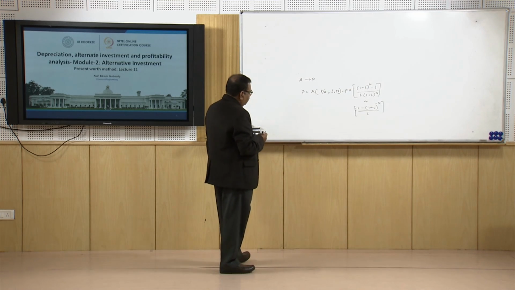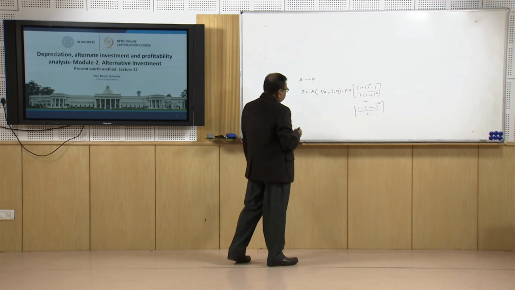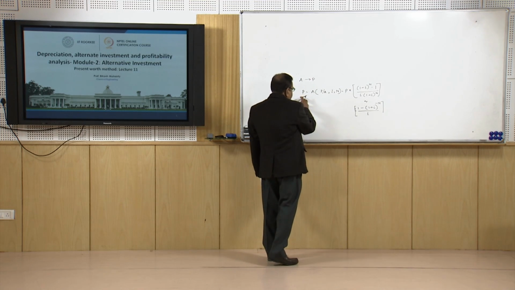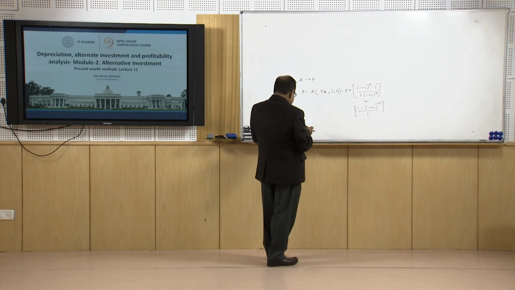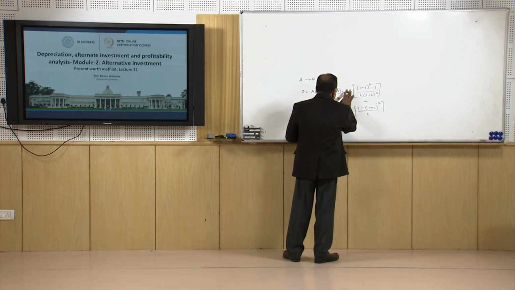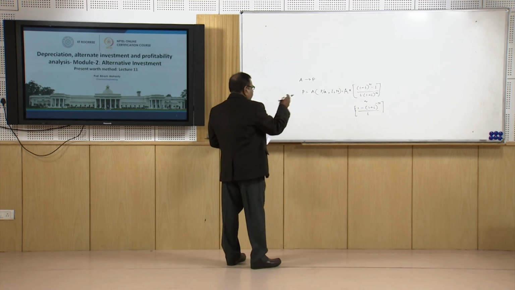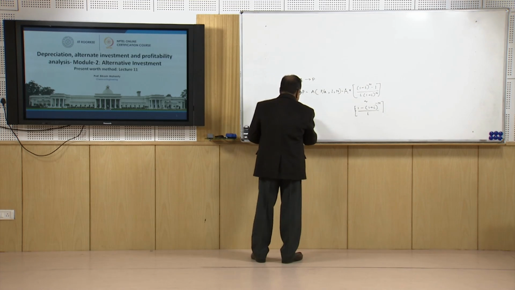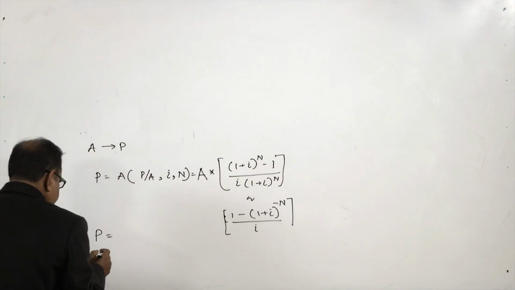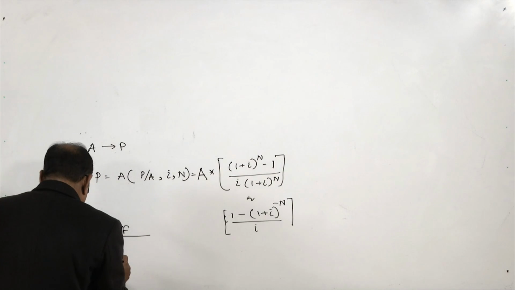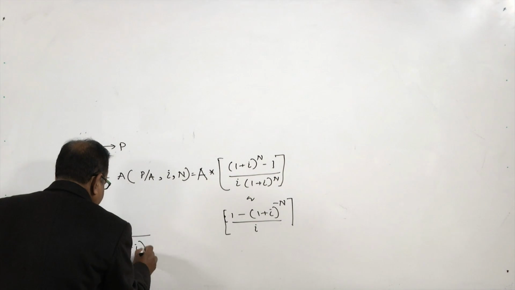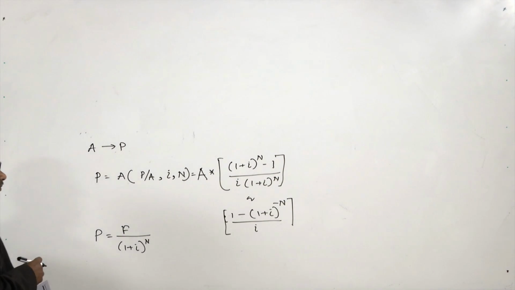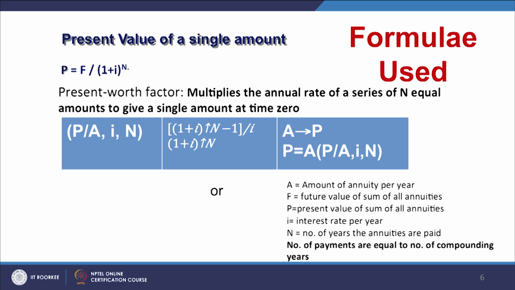So, A is the annuity here. Sorry, this is not P, this is A. The present worth of an annuity can be calculated like this, and then the present value of a future value is computed like this. So, we will be extensively using these two formulas in this lecture.